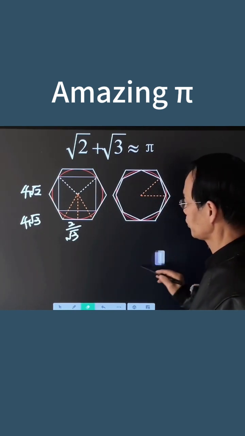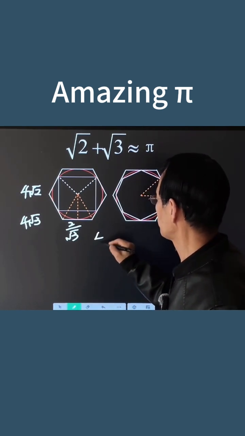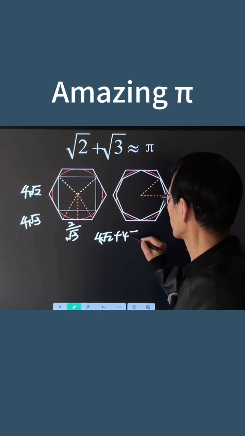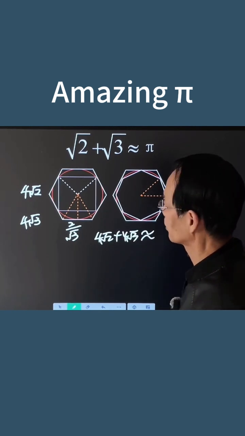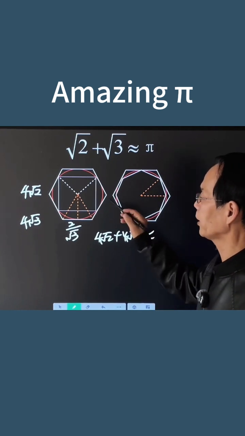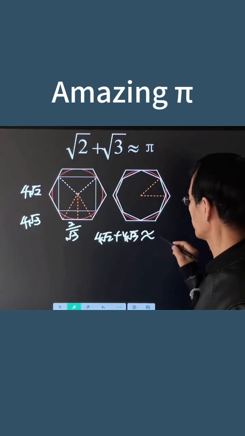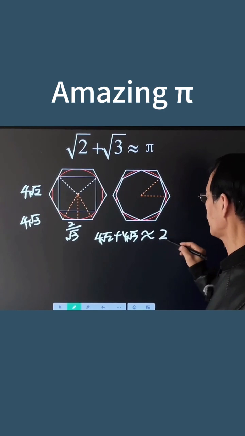Let's take their average, 4 times the square root of 2 plus 4 times the square root of 3. What is this approximately as an average? Because for the circle, its circumference lies between these two values. The circumference of the circle is 2 pi. Since the radius is 1, it's just 2 pi.